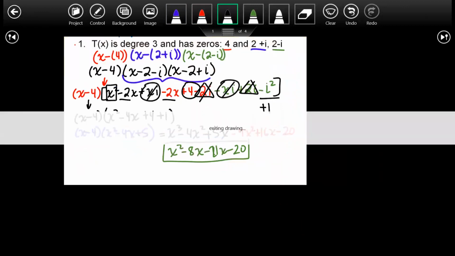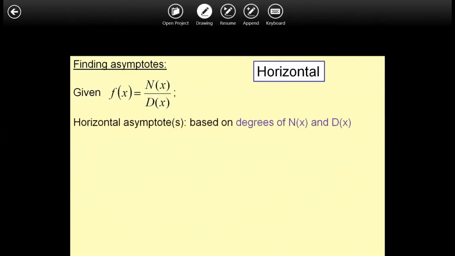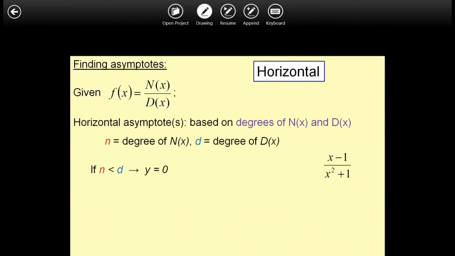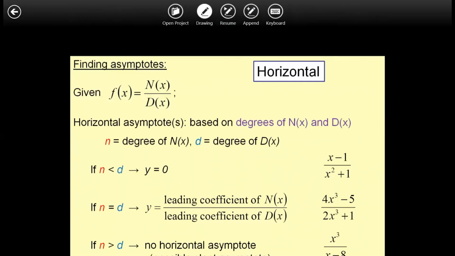For our other case, horizontal, this is the one that you want to be able to look at and solve out. Again, given a rational function, numerator over the denominator, horizontal asymptotes are based on degrees. We've got to look at the degrees. If the top one is smaller than the bottom one, we're going to get our horizontal asymptote at y is equal to 0. If they're the same, we're going to look at the leading coefficients. We're going to do an example of these, so don't freak out. I got you.